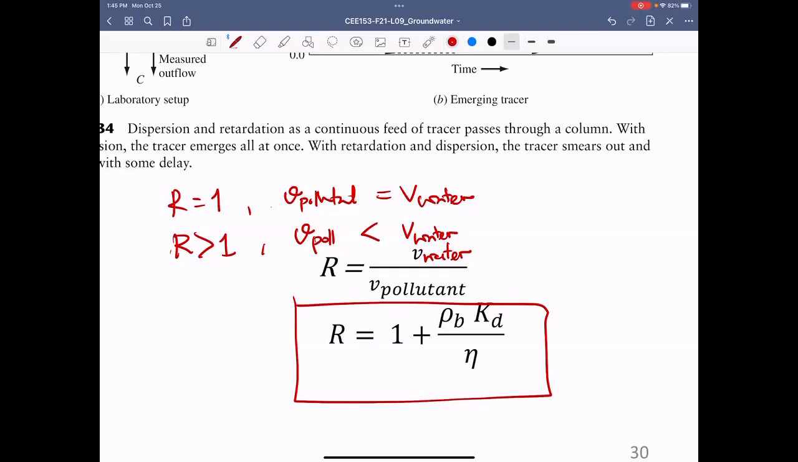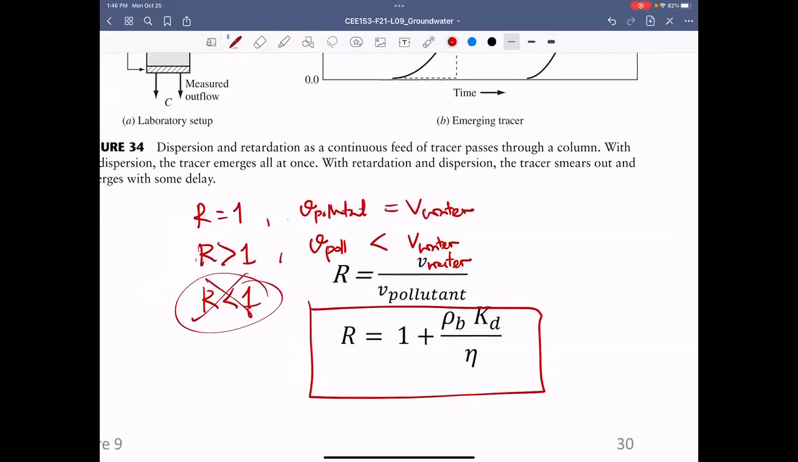There is never a case where retardation is less than 1. It's impossible. The reason is the pollutant will move at least the same speed as water, not faster than water, because it is moving in water. The point is that's the quiz question. A lot of times I'll give a statement: retardation factor is less than 1, true or false. Those kinds of questions.